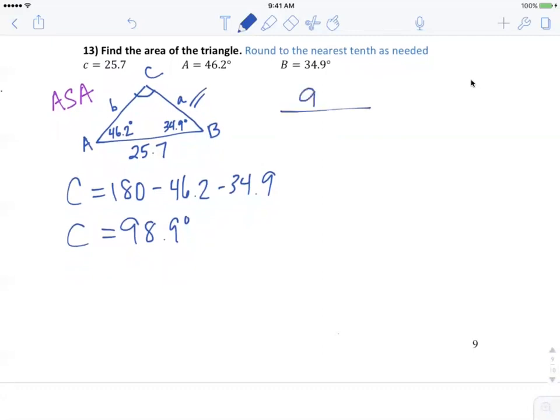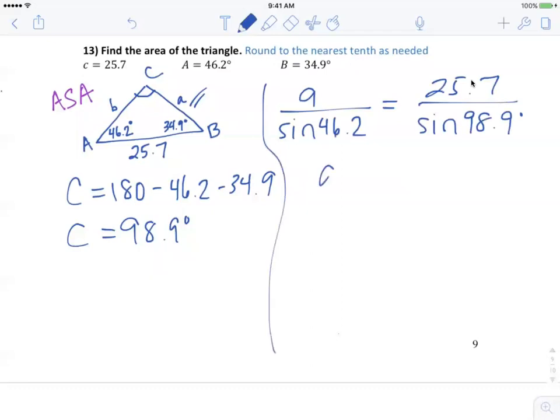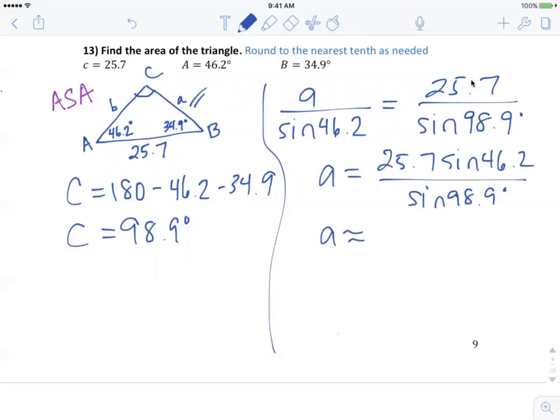So A over the sine of the angle opposite A is equal to the one side given, which is C, over the sine of angle C, which I just found. That will give me the A. So it's going to be 25.7 times the sine of 46.2, all over the sine of 98.9 degrees. And so A is approximately 18.775.